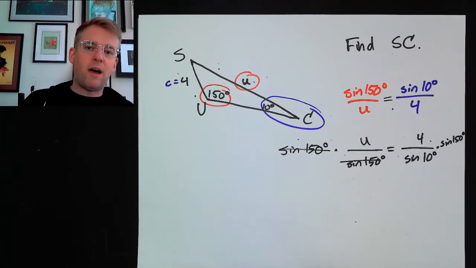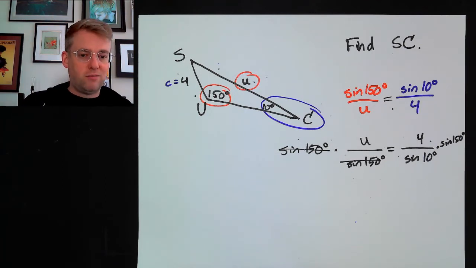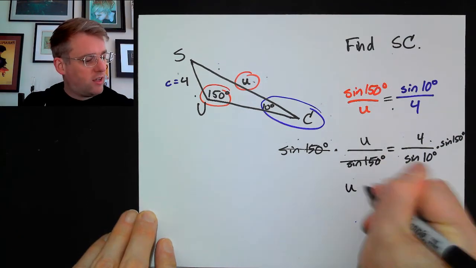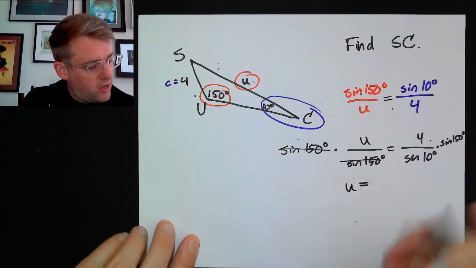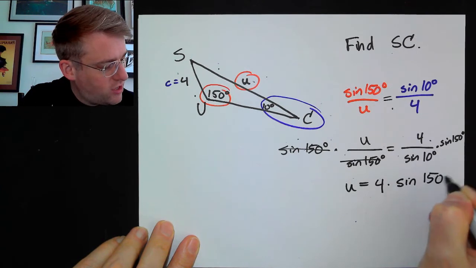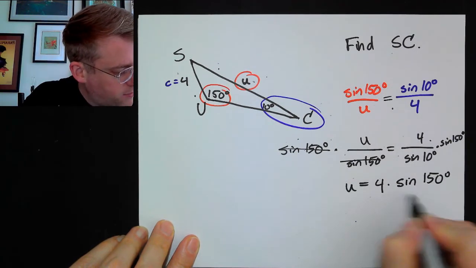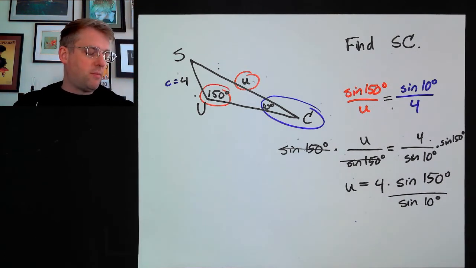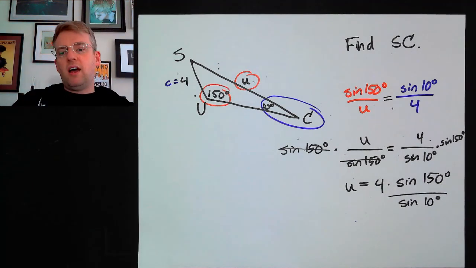But thinking about it, the sine of 150 is just a number. We could go to the calculator and get it right now and keep shorthand with an estimate there. But I like to only round in my last step, as you may have caught on to by now. So I'm going to say that u is 4 times the sine of 150 degrees divided by the sine of 10 degrees. The only thing in our denominator is the sine of 10 degrees.